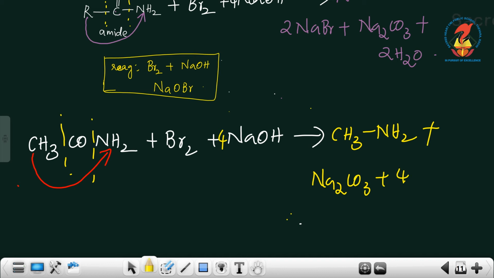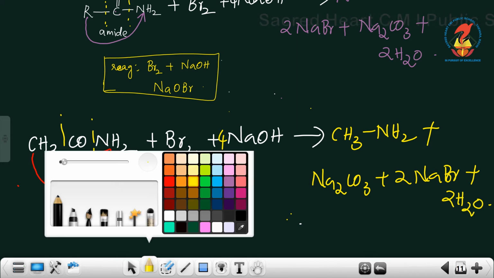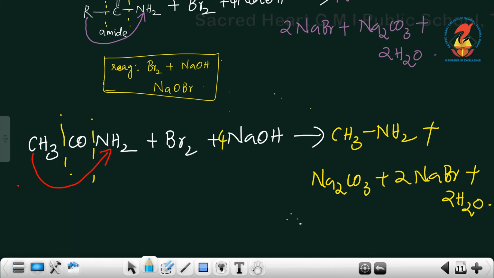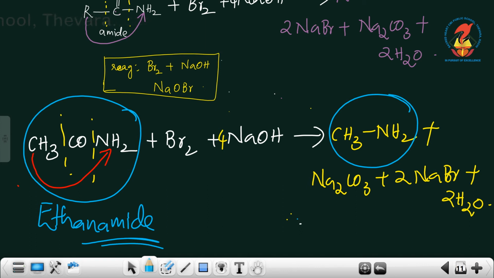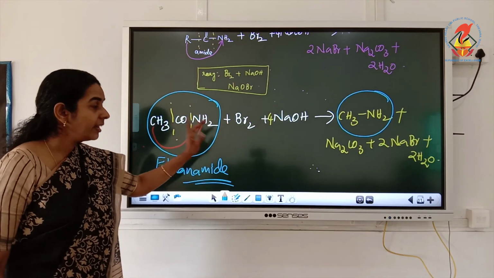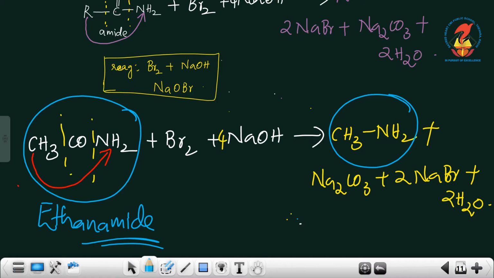Na2CO3 plus 2NaBr plus 2H2O. Now look at the amide we have taken and the amine we are getting. So here I have taken a 2 carbon containing amide, ethanamide. So if ethanamide is undergoing Hofmann-bromamide reaction, we are getting a 1 carbon containing amine, methanamine.